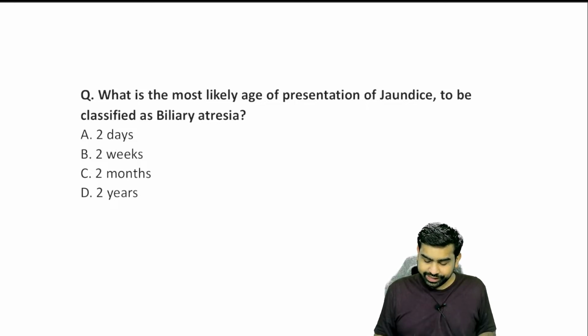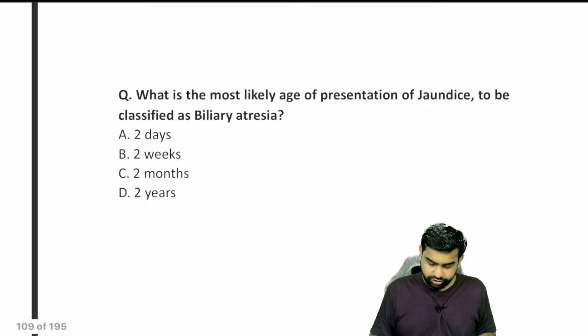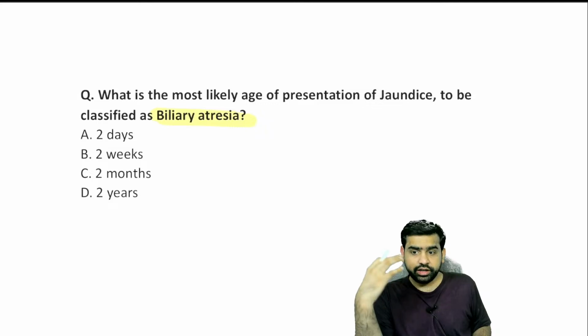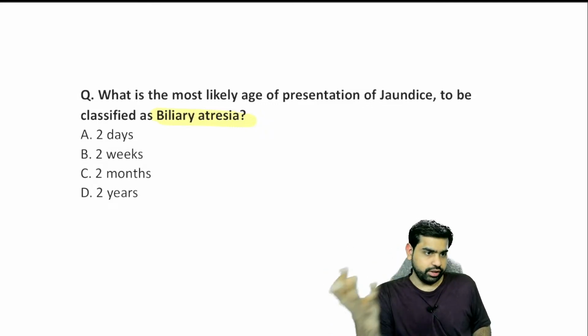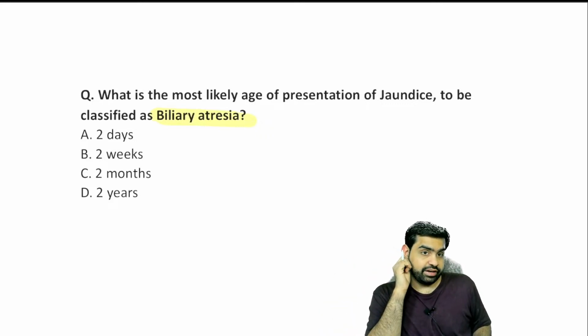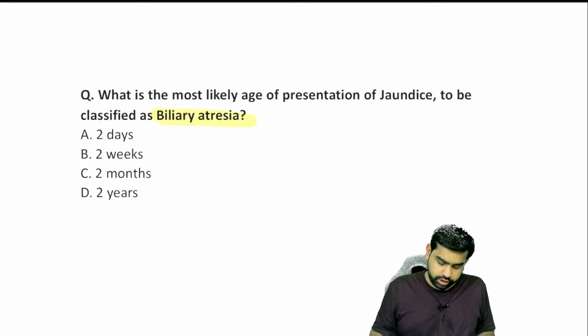What is the most likely age of presentation of the jaundice to be classified as the biliary atresia? So biliary atresia is the congenital anomaly where the neonates basically present with jaundice. Now what they're trying to ask you is that after what time duration you will tell that, you know what, probably this particular patient is having a biliary atresia. So the answer to this particular question is 2 weeks.